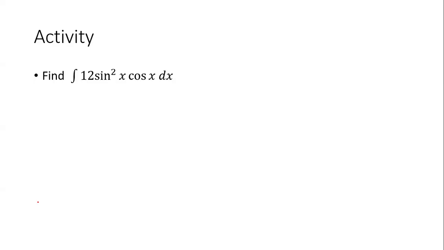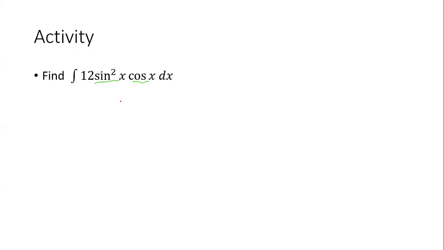I want now to test you. We are going to use the change of variable. When you look at sine squared x and cos of x, you notice that one of them comes from the other. So the easiest one to eliminate is the one with the lower power. So what am I going to do?